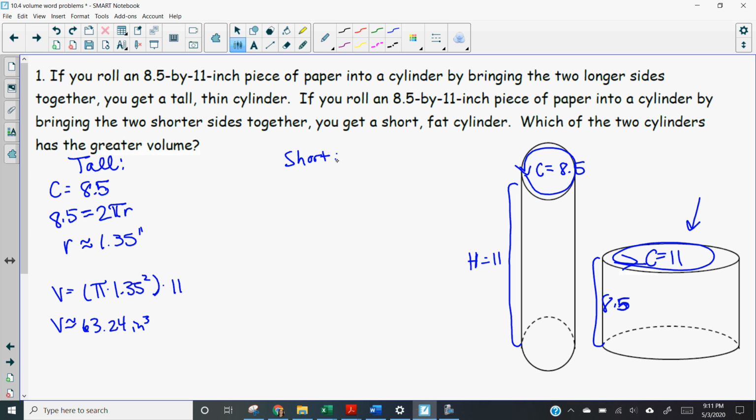Okay, so in this case, the circumference is 11. We'll use that to find the radius. So circumference equals 2 pi r. Divide both sides by 2 pi. The radius is about 1.75.